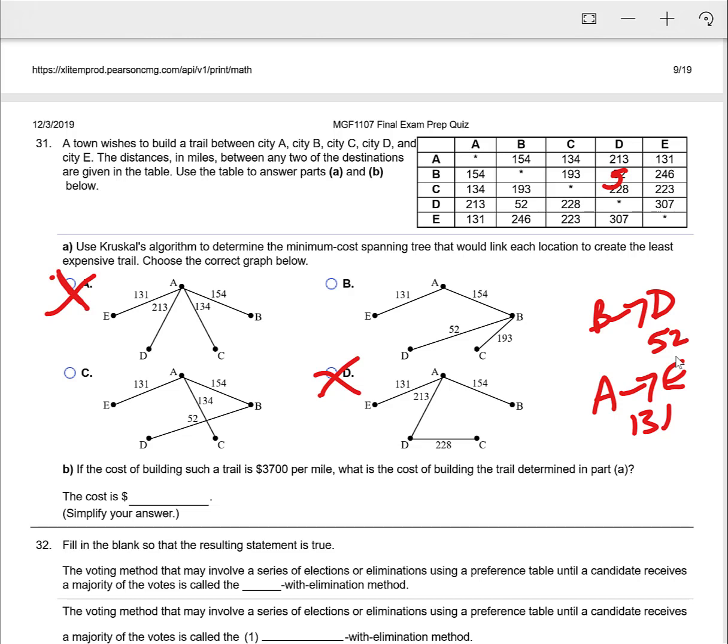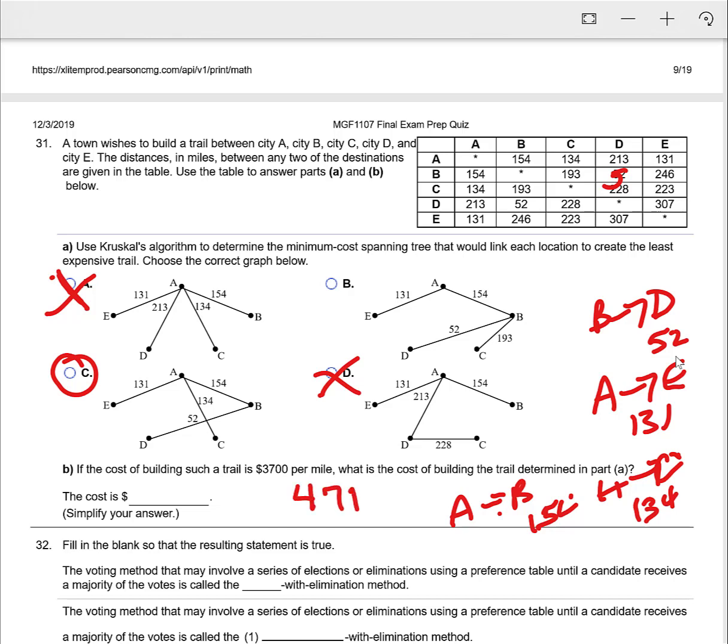And then A to E, and then next is A to C, which is 134. And then finally A to B, which is 154. Whoops. And so the correct graph we're going to use here is C. And that's got those 4 values written on there. And if you add up those miles there, the total miles covered is 471.